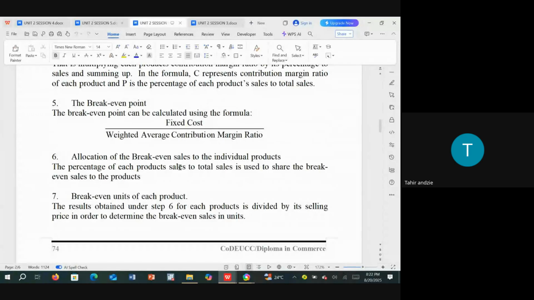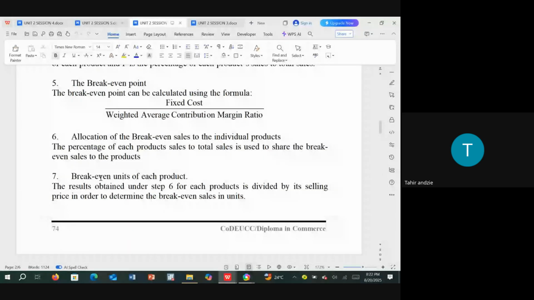Okay, so we have, let's say, the example I was giving. If you have product A having 30% of the sales, product B 50%, and product C 20%, then you just multiply this percentage by the break-even sales, and you get the break-even sales for each of the products. Then step 7 is where you determine the units sold for each product.